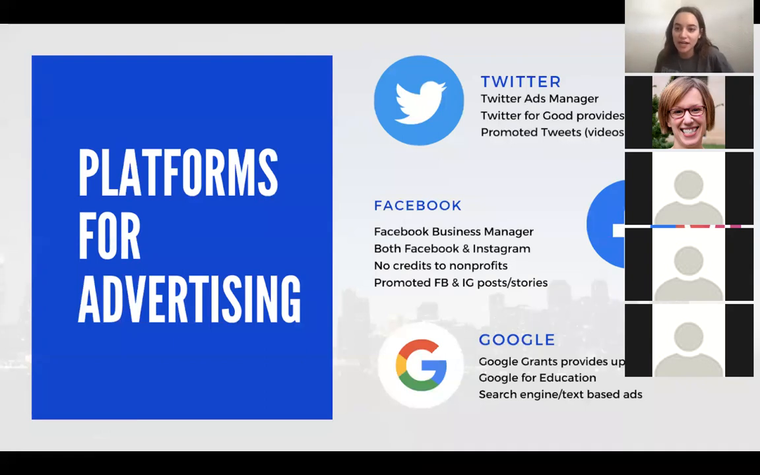So the first one is Twitter. It's called Twitter Ads Manager, where you manage all of your digital advertising. And Twitter for Good provides up to $5,000 per nonprofit per month to run digital ads. Basically, the way that digital ads work on Twitter is it's promoted tweets. When you're scrolling through your Twitter feed, if you see a regular tweet that might be from someone that you don't follow, it might say promoted below it, and that's how you know that it is an ad. And then Facebook is kind of similar.